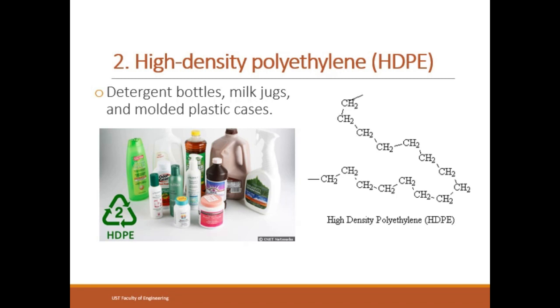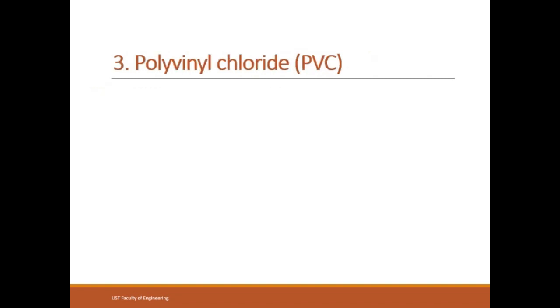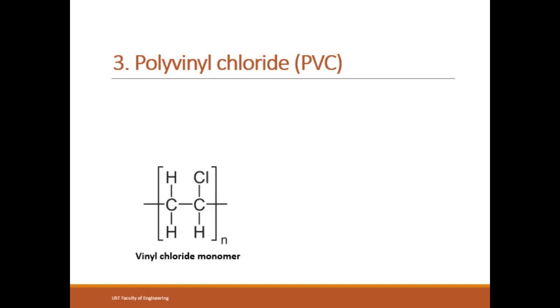So as we can see in this image, the sample materials for HDPE are rigid. That's why they can also be used to manufacture furniture like plastic chairs. Code 3 is for polyvinyl chloride or PVC. PVC is an addition polymer made from vinyl chloride monomers.